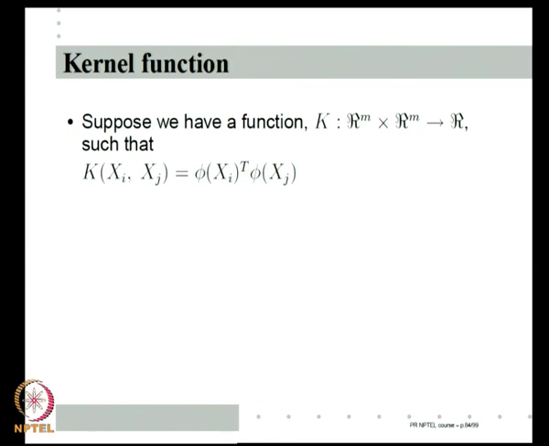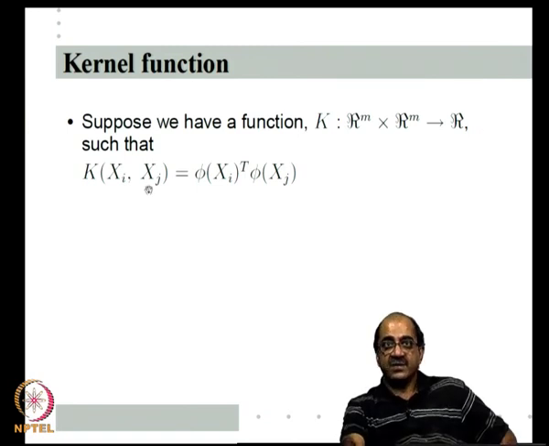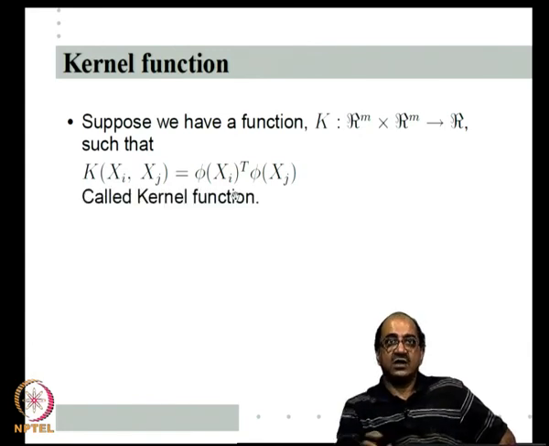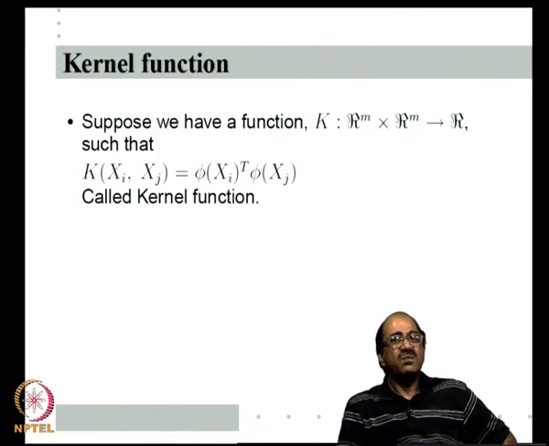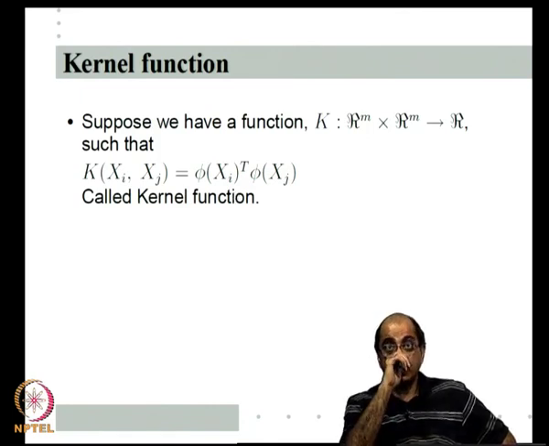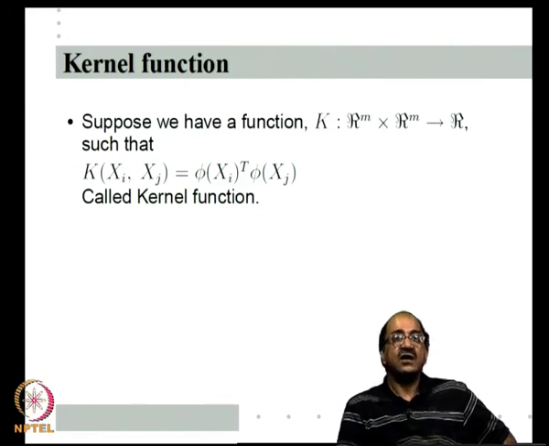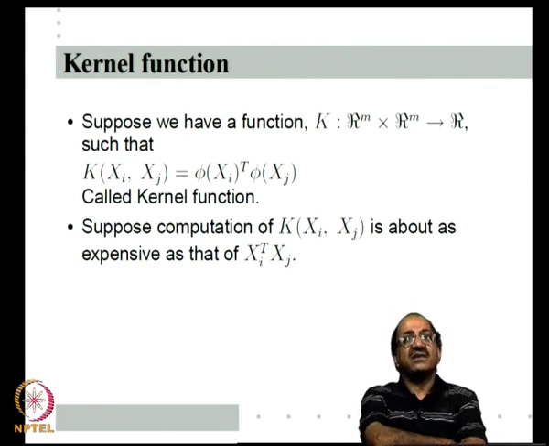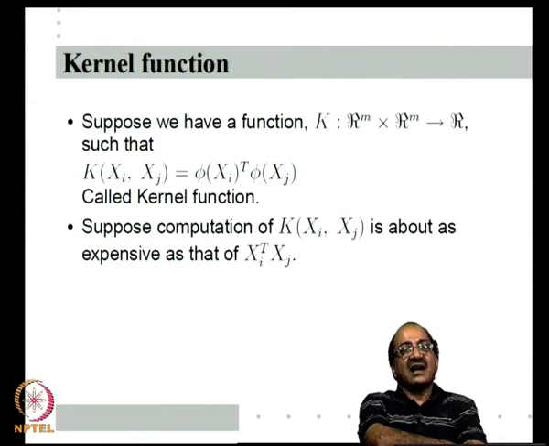Okay. The basic idea is the following. Suppose we have a function which takes pairs of m dimensional vectors and gives me a real number such that k of xi, xj is phi xi transpose phi xj. We call such a k a kernel function. What do you mean by I have such a function? Of course, I have such a function. Once I know phi, I can define k xi xj to be phi xi transpose phi xj. Our basic idea is that such a function is less expensive than calculating phi xi transpose phi xj.